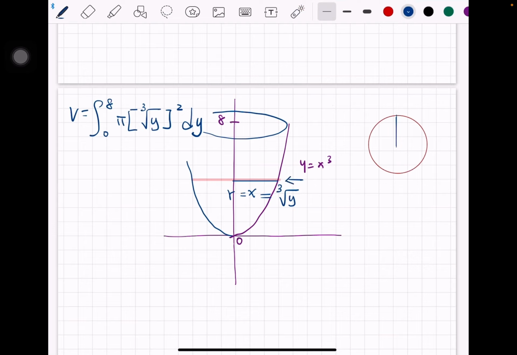So in general, if you slice the three-dimensional shape vertically, you are going to use dx. When you slice it horizontally, you are going to use dy.